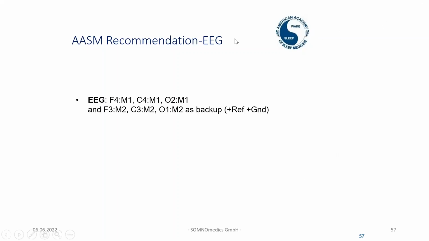At the end, this is what AASM recommends: EEG frontal channels F4-M1, C4-M1, O2-M1, and backup F3-M2, C3-M2, and O1-M2, plus reference and ground. You have to have 2 EOG channels.